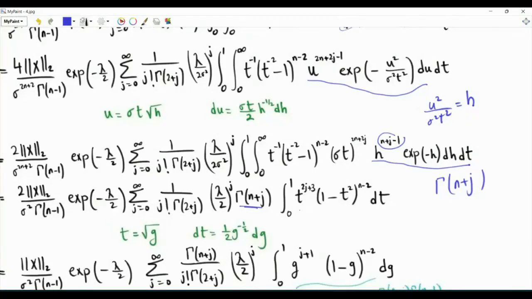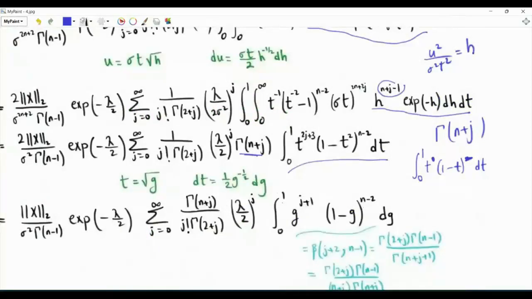Now we have one last integral, which is the integral from 0 to 1 of t to the power 2j plus 3 times 1 minus t squared to the power n minus 2. And this integral is a screaming beta function, because if we have a beta function, it will be the integral from 0 to 1, t to some power, 1 minus t to some power, and then dt. We have t squared here, so what we can do is a change of variables, t equal to the square root of g. And now we can rewrite this integral as the integral from 0 to 1, g to the j plus 1, 1 minus g to the power n minus 2 dg. And this is exactly the beta function with two arguments. The first argument is this power here, plus 1, so this will be j plus 2. And the second argument will be this power plus 1, so this will be n minus 1.